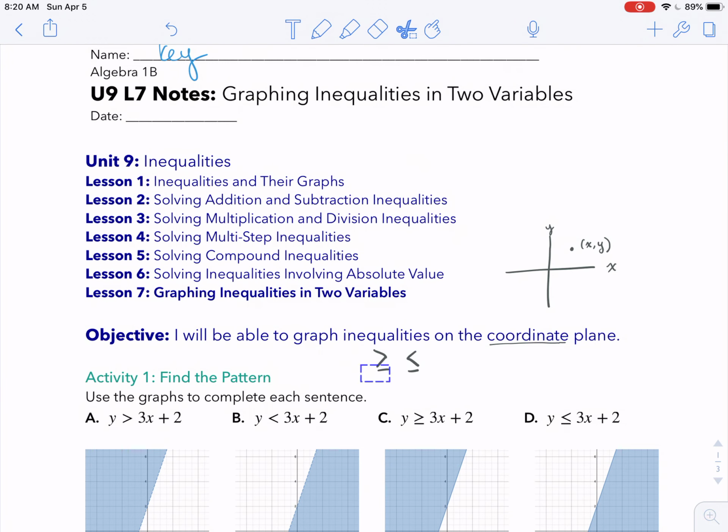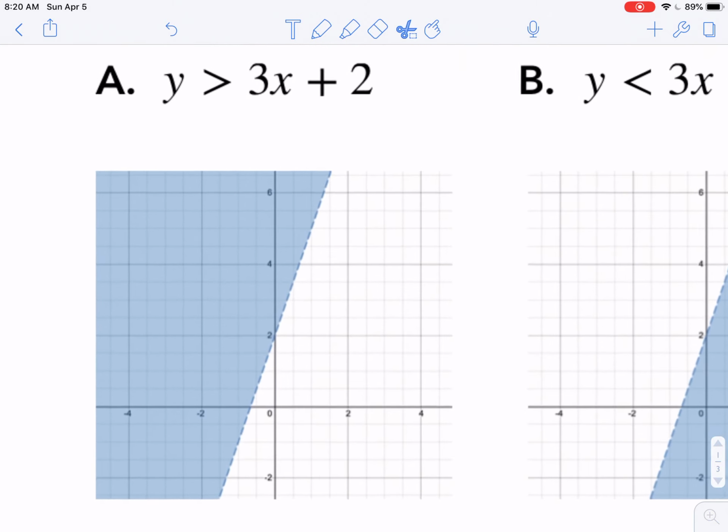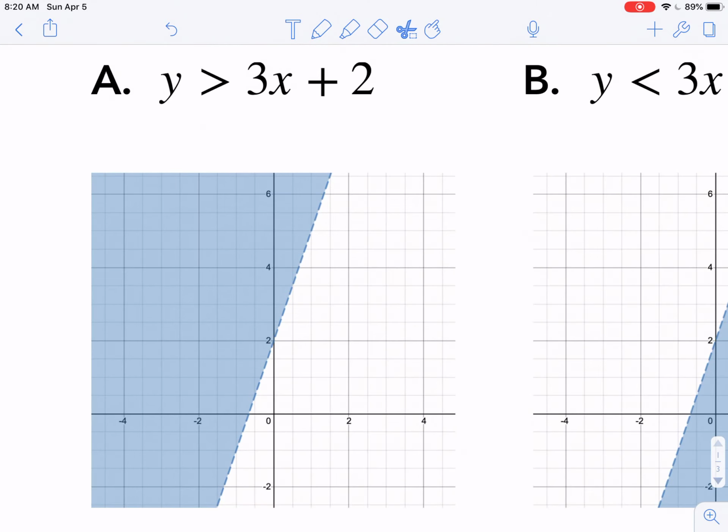So before we start graphing, I want to see if you can figure out the rule. We're going to look at four graphs, and we're going to notice what they have in common and what is different about them. So here we have the graph of y is greater than 3x plus 2. Take a minute, pause the video, and see what you notice about this graph.